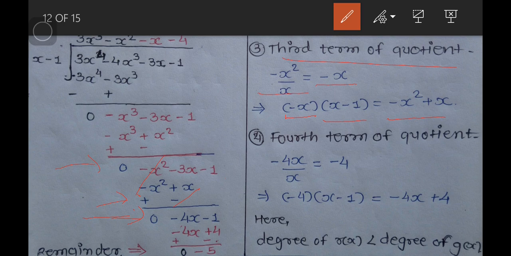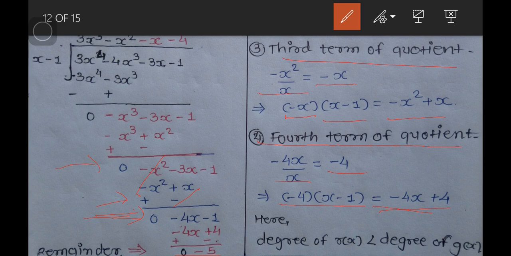Now you can see that the degree of the remainder is equal to the degree of our divisor. So now we again repeat our process. We find the fourth term of our quotient. So we divide the first term of the dividend by the first term of the divisor. So we get minus 4, and we multiply minus 4 with our divisor x minus 1, then we get minus 4x plus 4, and we subtract it from our new dividend, and we get at last minus 5 as our remainder.